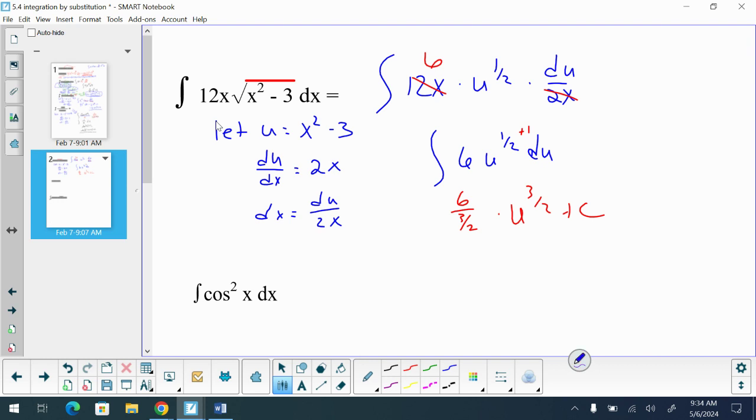Let's see. u to the 3/2, or 1.5, is u square root of u. And make your back substitutions.